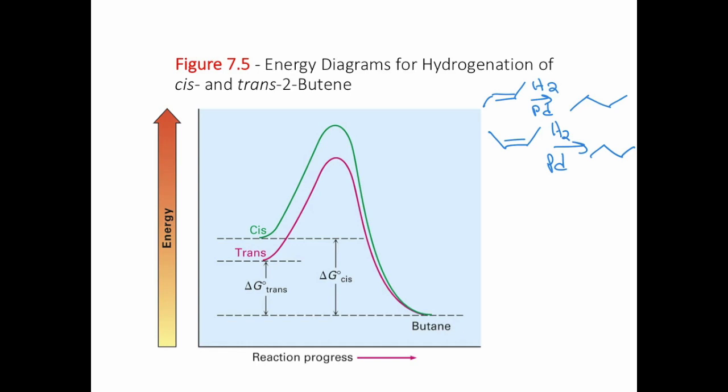So the important thing I want you to see from this is that the trans stereoisomer is a lower energy than the cis stereoisomer. And that can actually be determined by doing this hydrogenation reaction and figuring out how much energy is released. Because if the final point is the same, they're making the same product, if the energy released is different, then the energy of the starting things must have been different.